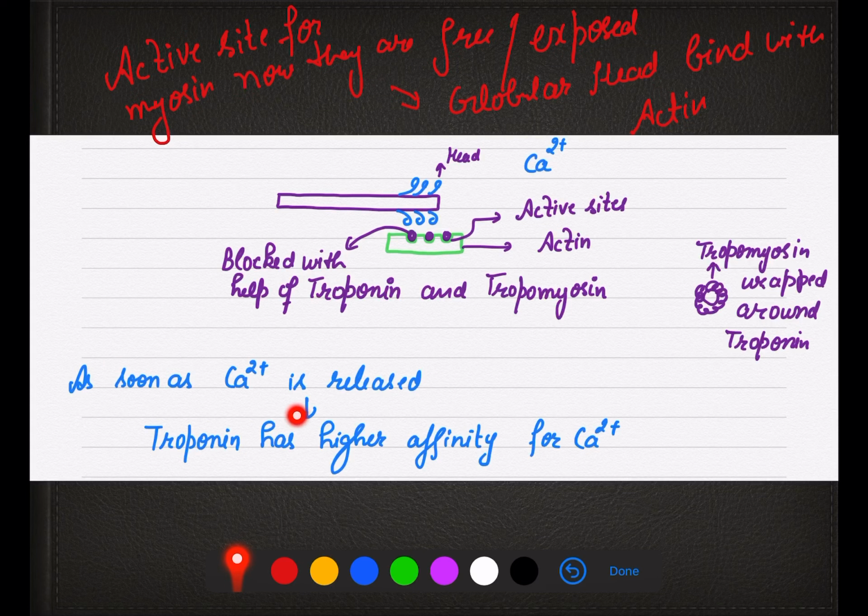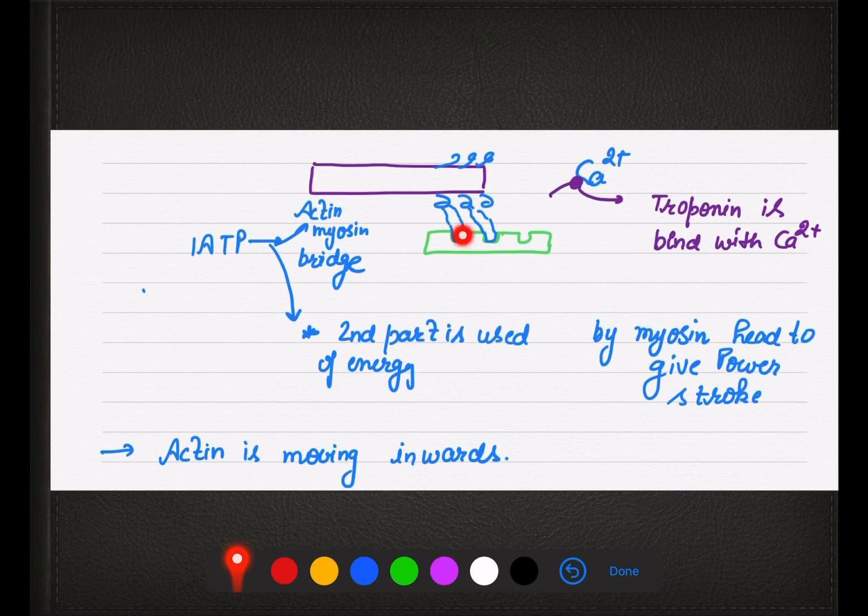right? As soon as calcium is released, troponin has a very strong bonding with calcium. It says, I am going with my best friend. So it will leave the actin, saying bye bye. Now I will bind with my best friend, which is the calcium. So troponin binds with calcium. Myosin is really happy because the space is now empty for it.